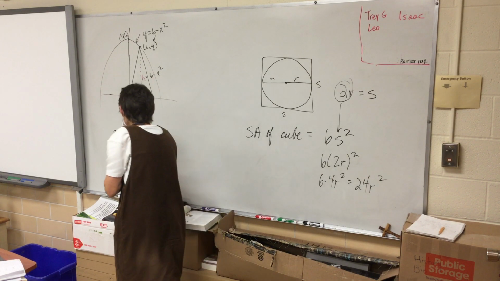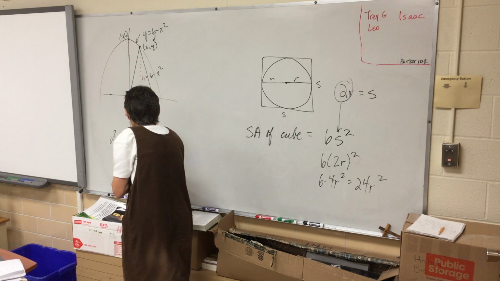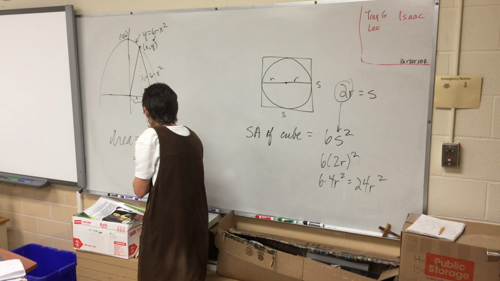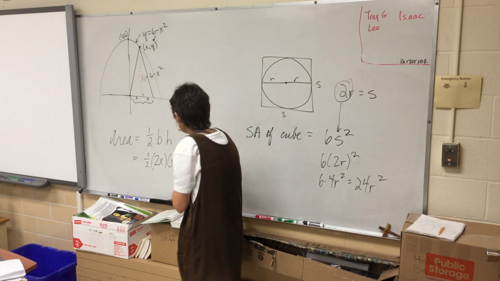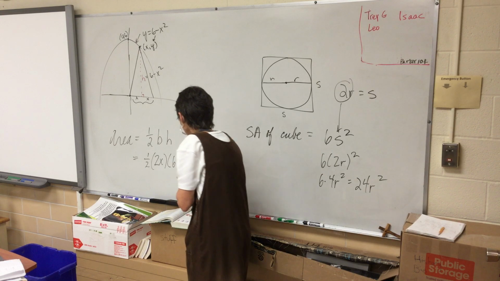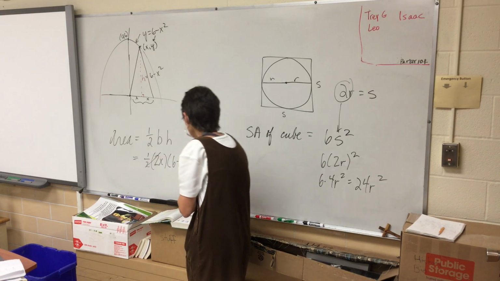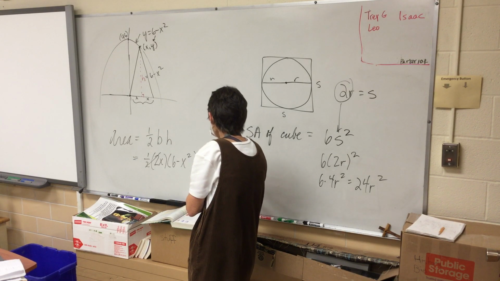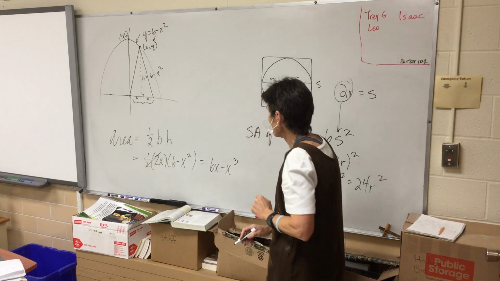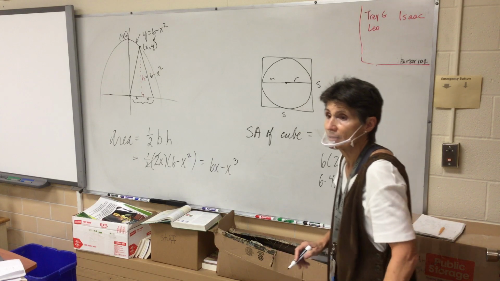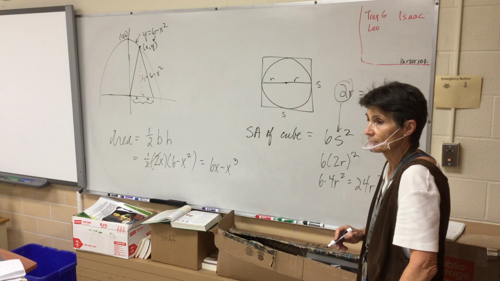So now I'm done. I'm finished. My base is 2x, and my height is 6 minus x squared. So those are going to cancel, and I'm going to have 6x minus x cubed as the area of that triangle.